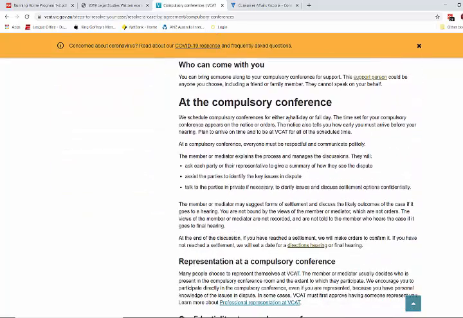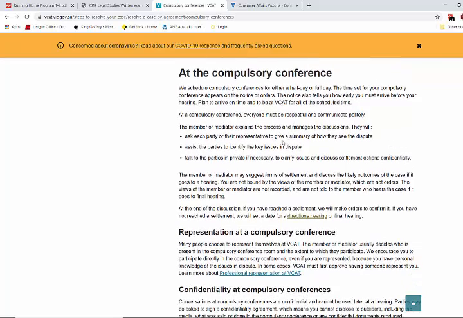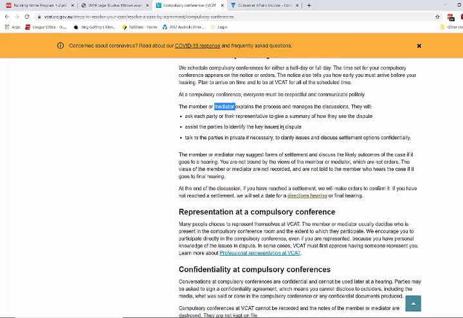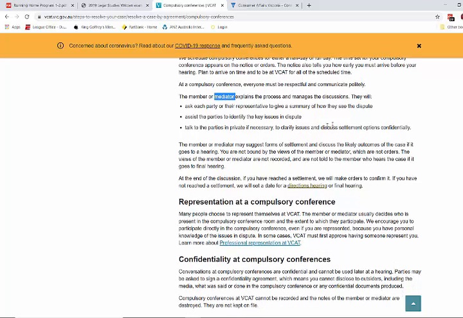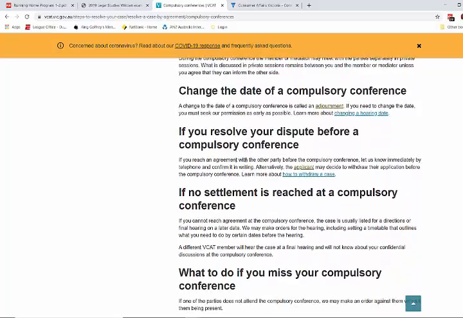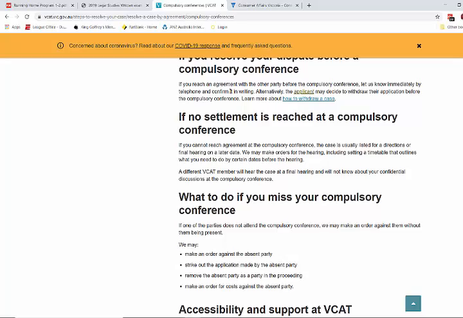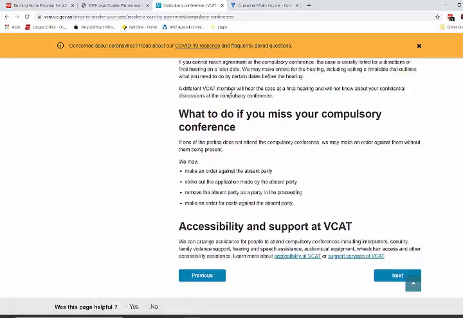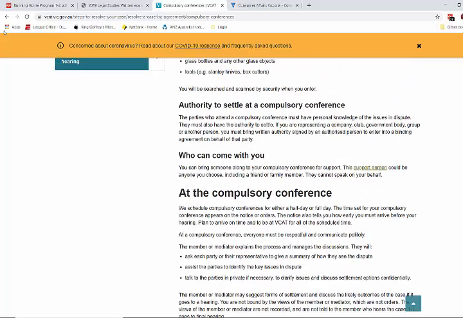At a compulsory conference, which goes for a half day or a full day, I imagine they wouldn't use this in Zena's matter, which is a little more straightforward and cut and dry. But effectively, the member or the mediator will ask you to give a summary of how you see the dispute. They're trying to figure out what the key issues are. And basically, they'll try and clarify things. They'll discuss settlement options, that sort of thing. And again, if you resolve your dispute, let them know. And what happens if you miss it.